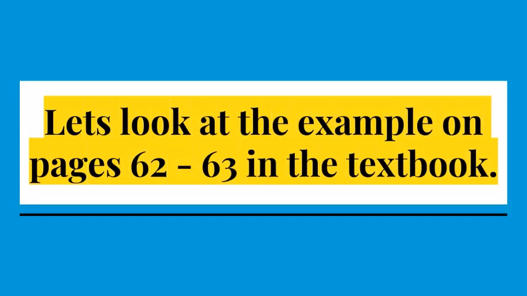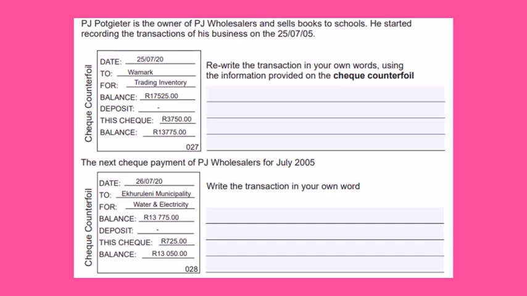Okay, but let's do the example on page 62 and 63 in your textbook so that you can understand better. Now, this is like the first part. It says PJ Potgieter is the owner of PJ Wholesalers and sells books to schools. Okay, so he sells books. He started recording transactions of his business on the 25th of July 2005. That should be a 2020. Okay, so the book just got their dates mixed up. This should be 2020. Then the first two transactions that they give to you are check counterfoils.